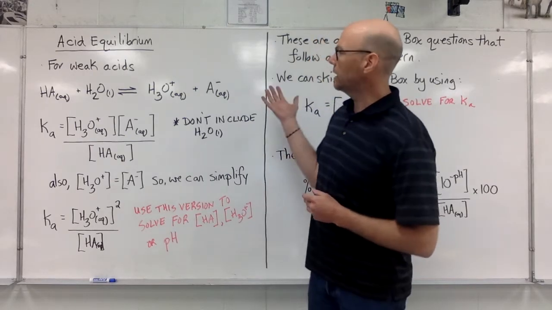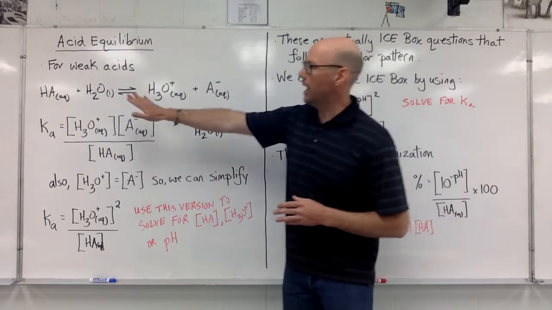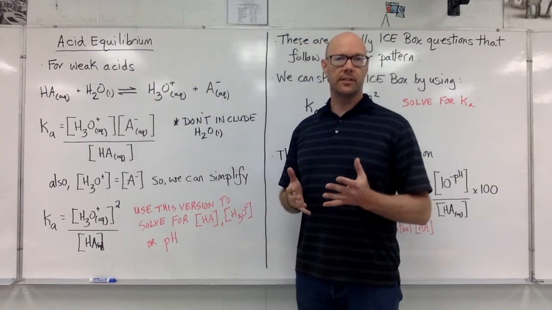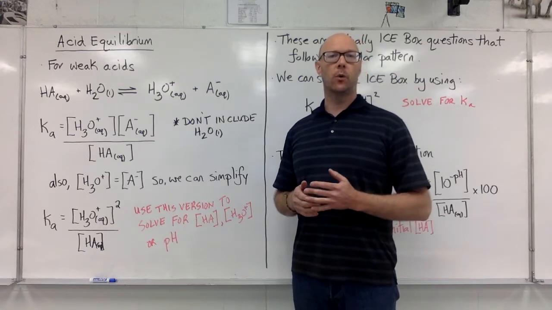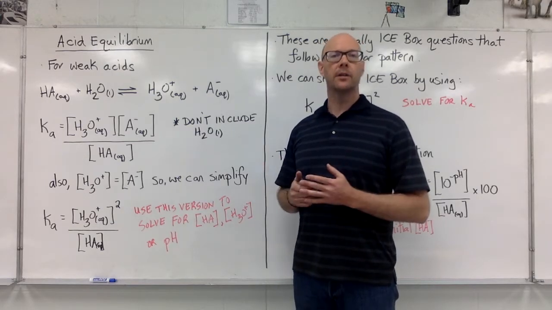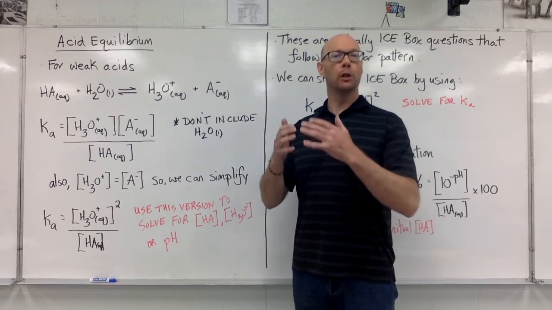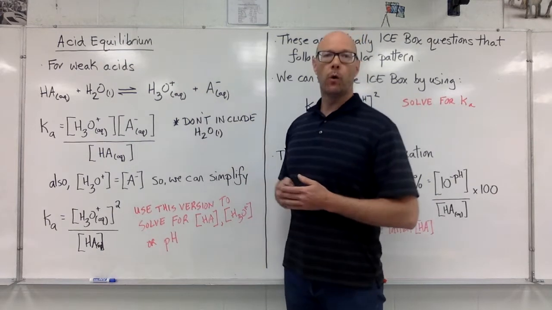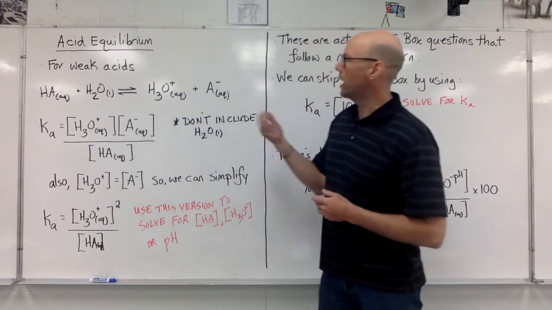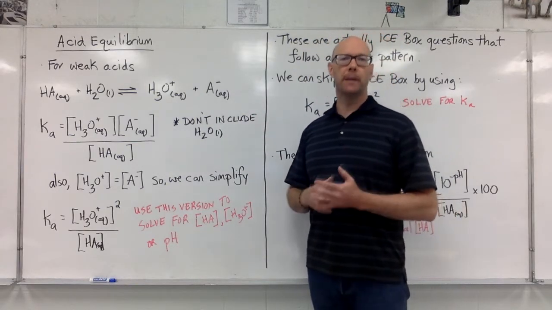We have this generic equilibrium where HA represents the weak acid itself, such as acetic acid or carbonic acid, a weak acid, somewhere from below that gray bar on the acid-base table, with liquid water in equilibrium with hydronium ions and its conjugate base, A-.